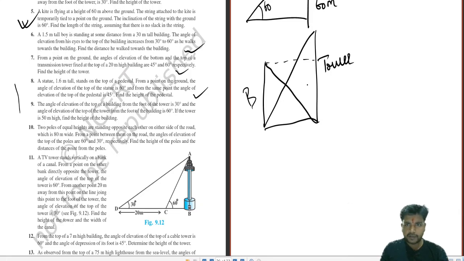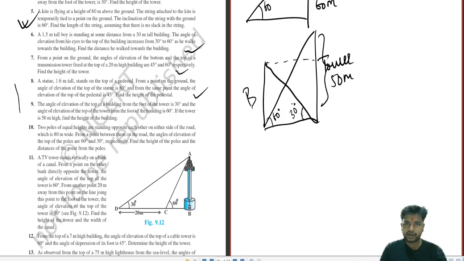If the tower is 50 meters high, this is given to be 50 meters. So we will use this also. Obviously this is not required, so we should not use it. So this is at an angle of 30 degrees and this is at an angle of 60 degrees. Okay, so the diagram makes it clear. You have to solve it in your own way.